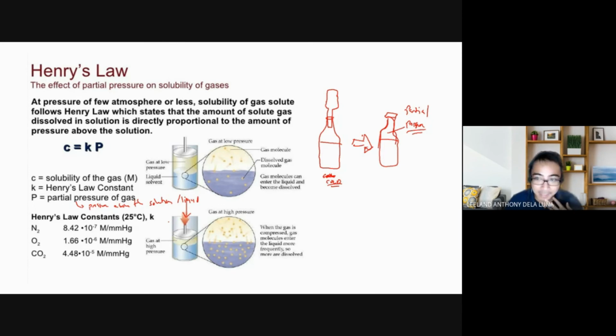Now, class, sabihin natin, binuksan ko to. Ano na magiging partial pressure ng bote? Halimbawa, binuksan ko. Ano magiging partial pressure ng Coke ko?